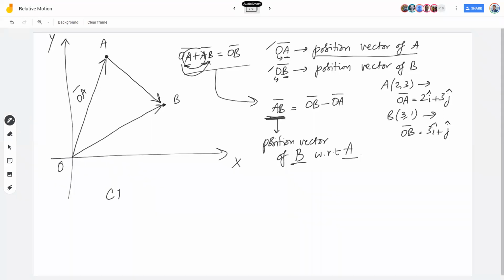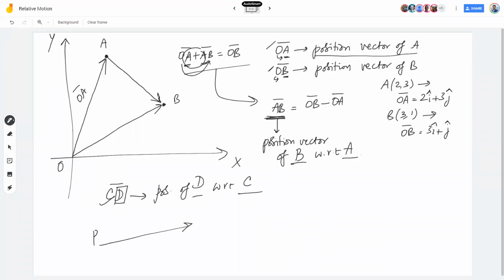CD bar means what? Position of which point with respect to which point? Tell me. There are more than one Ashwin. CD bar means position of what point, with respect to what point? Correct, position of D with respect to C. Always the second point written in the vector is the point whose position you are specifying, with respect to the first one. Understood?